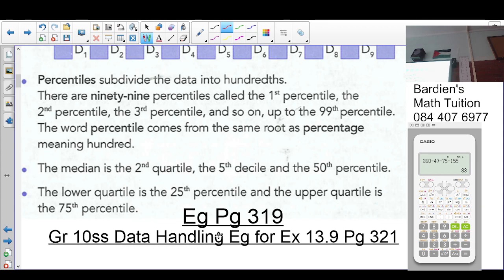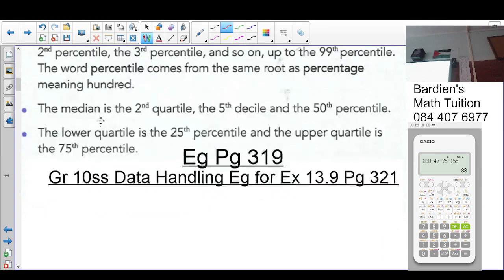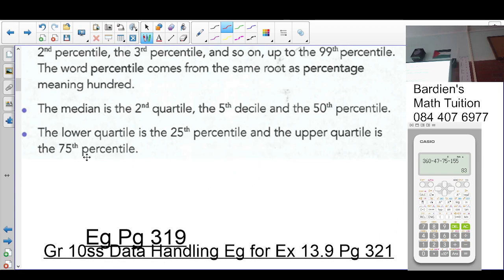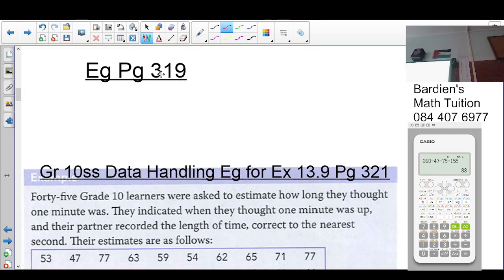The median, the second quartile, the 5th decile and the 50th percentile are the same, which means the halfway mark. Do you understand it? The 50th percentile is half. The 5th decile is 5 over 10, which is also half. And the second quartile is 2 over 4, which is also half. The lower quartile is the 25th percentile and the upper quartile is the 75th percentile. I think I mentioned this quite a bit when we were doing your box and whisker diagram.